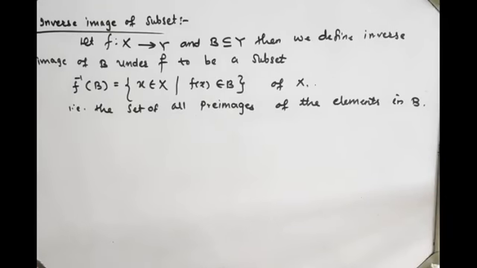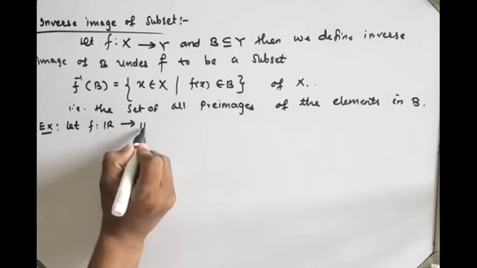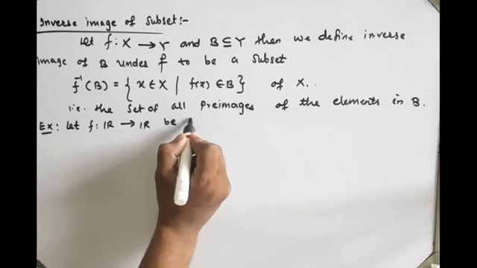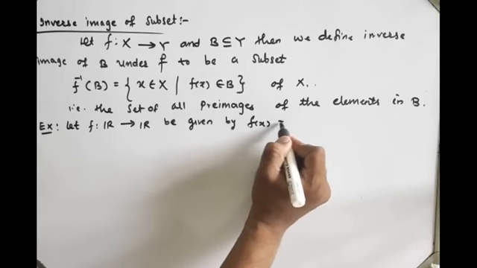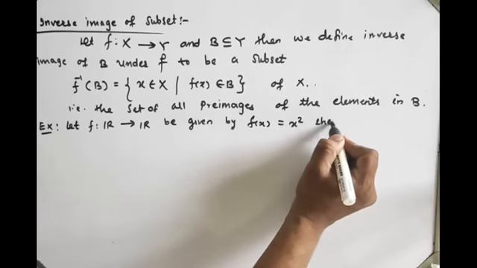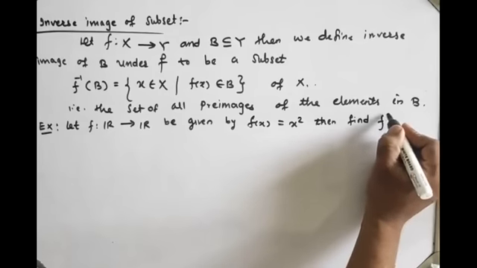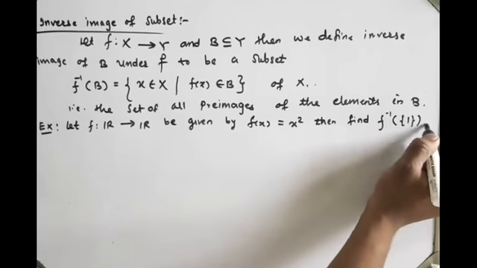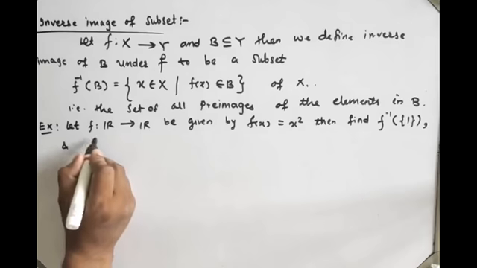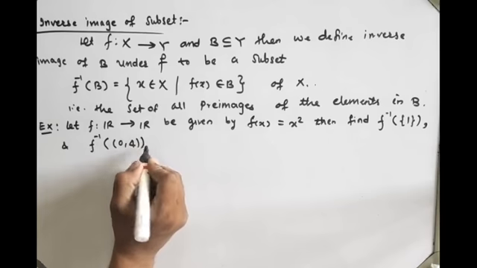Now let's see the example. I will take the example f from real numbers to real numbers given by f of x is equal to x square. Then find f inverse of singleton 1 and f inverse of open interval 0 to 4.